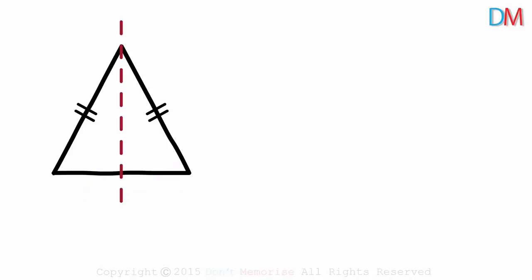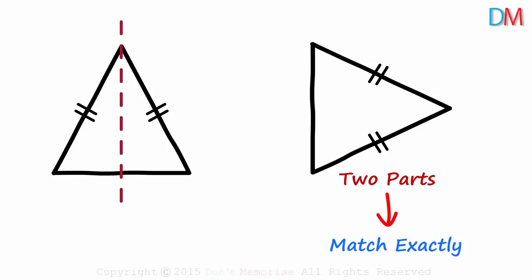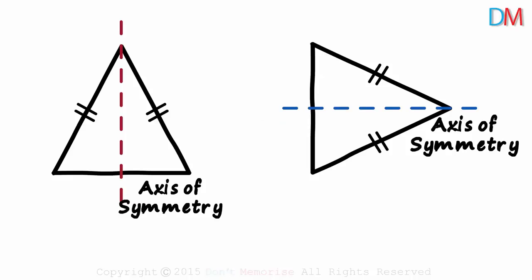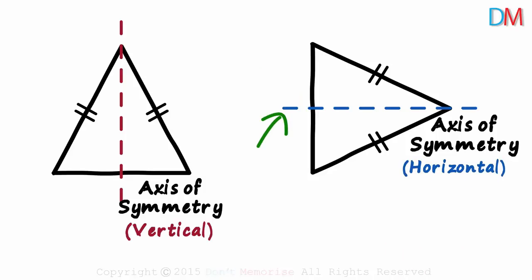Now let me give you another figure. I draw the isosceles triangle this way and ask you the same question. How would you divide the triangle into two parts such that both the parts match exactly when they are folded along a line? Yes, we can draw a horizontal line like this. We get two parts which match exactly. When one is folded or flipped, it overlaps exactly over the other. Both these lines we see here are called the lines of symmetry or the axes of symmetry. This triangle has a vertical axis of symmetry as this line is vertical, and this one has a horizontal axis of symmetry as this line is horizontal.